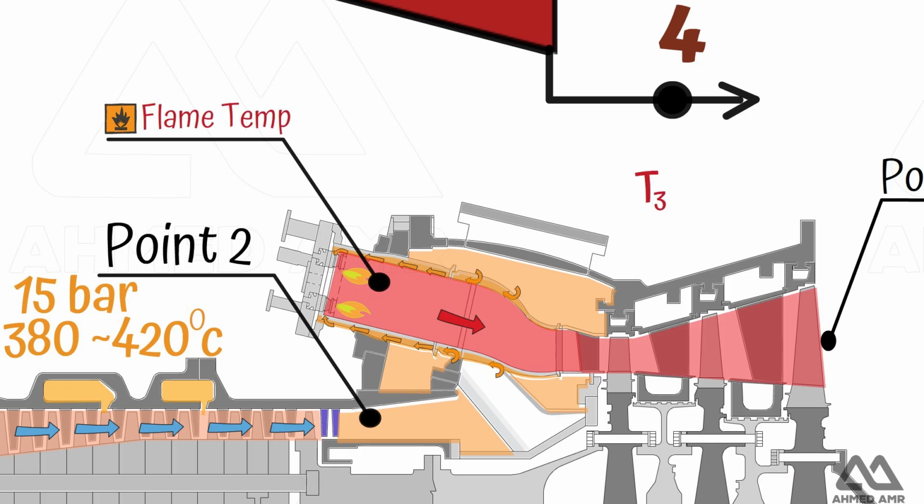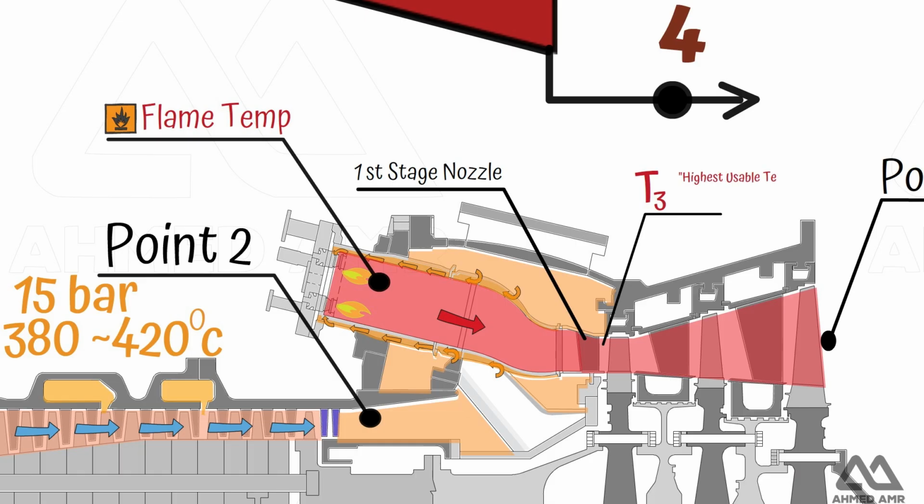GE defines T3 as the temperature of the hot gases at the inlet of the first rotating turbine stage, after the first stage nozzle. Why? Because this is the highest temperature the metal can withstand, and the highest temperature that can be effectively used to produce mechanical work. That's why it's called the highest usable temperature.